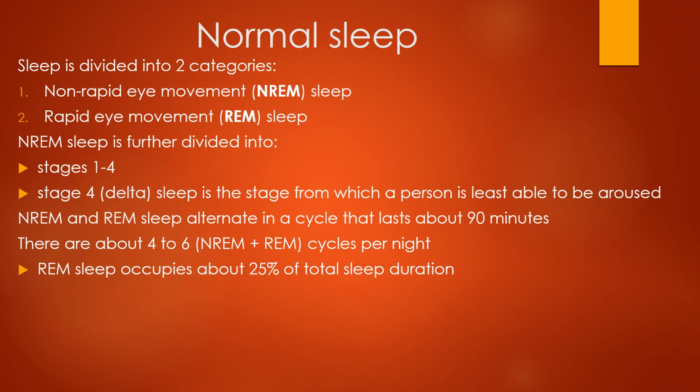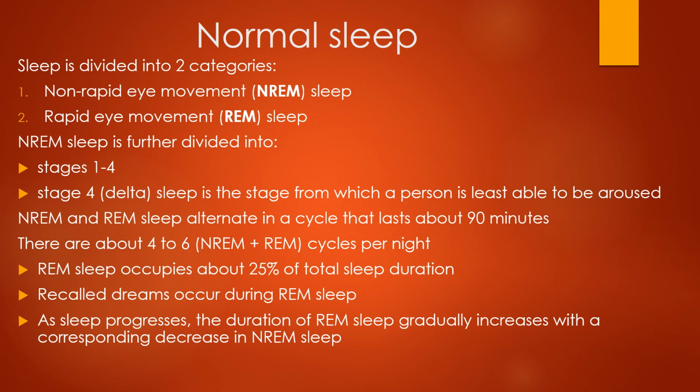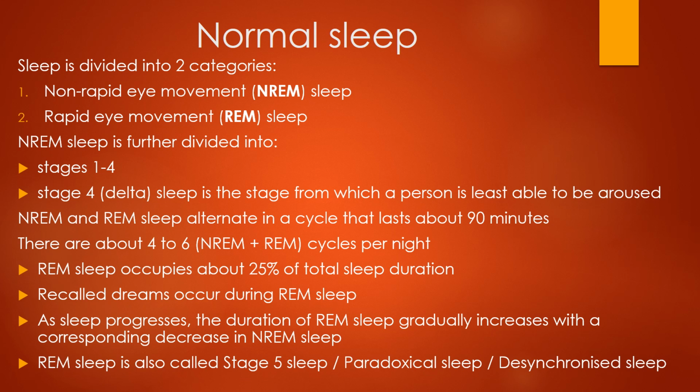REM sleep occupies about 25% of sleep duration. Recalled dreams occur during REM sleep. As sleep progresses, the duration of REM sleep gradually increases with a corresponding decrease in non-REM sleep. REM sleep is also called stage 5 or paradoxical or desynchronized sleep.